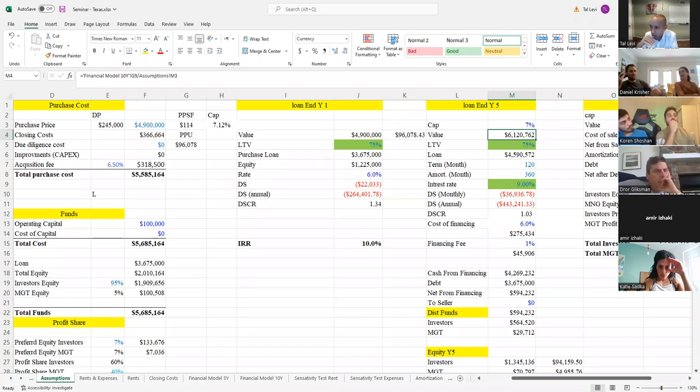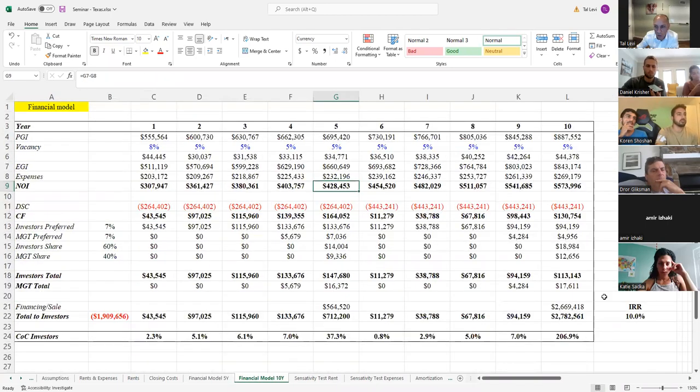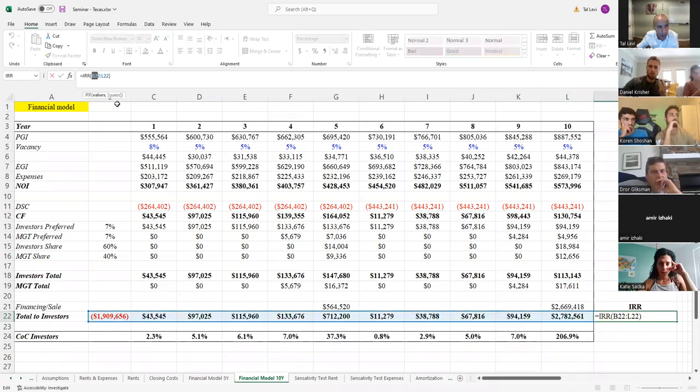Did that answer your question? Not sure. And that's how you get the value yield in the financial model. Sorry, I didn't understand the question. Could you put up the financial model for a second? In the financial model, the IRR is going to be a calculation of how much money the investor put in and how much money they got back over the years. Oh, I see. So basically IRR is how much money they put in, you see B22, and all the cash flow stream over the years gives you the IRR.